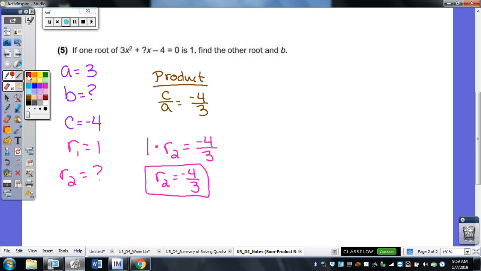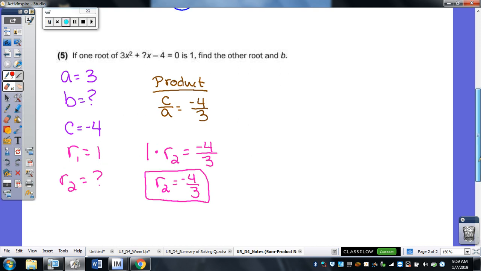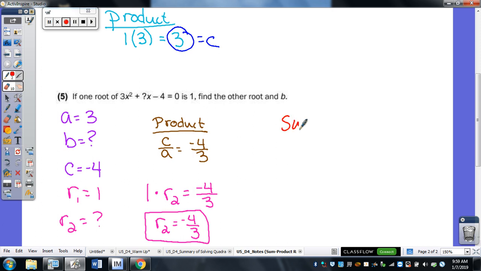So now to figure out b, that is part of the sum, so I need to find the sum of my two roots. So 1 plus a negative 4/3. What is that going to give us? 1 plus a negative 4/3. Use that calculator if you need to help you add those together. 1 plus a negative 4/3. Negative 1/3.